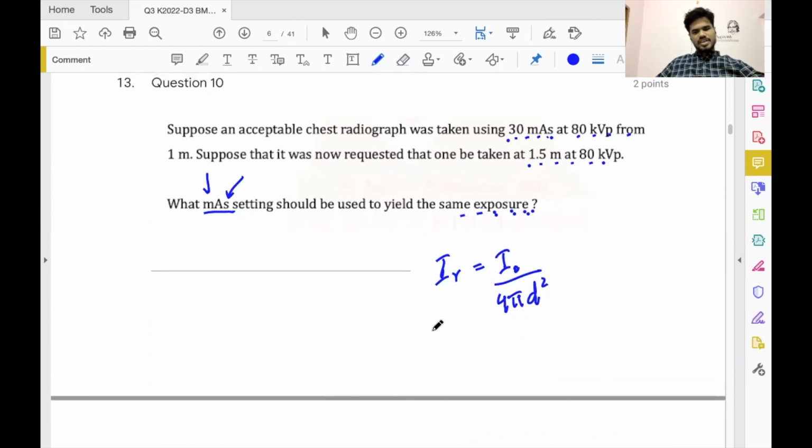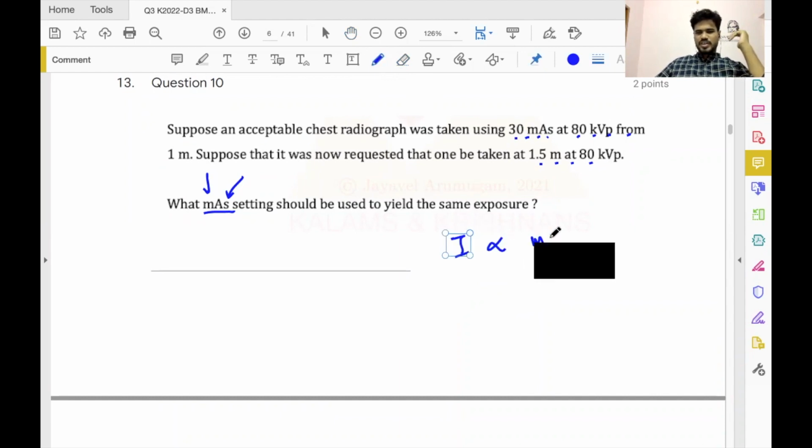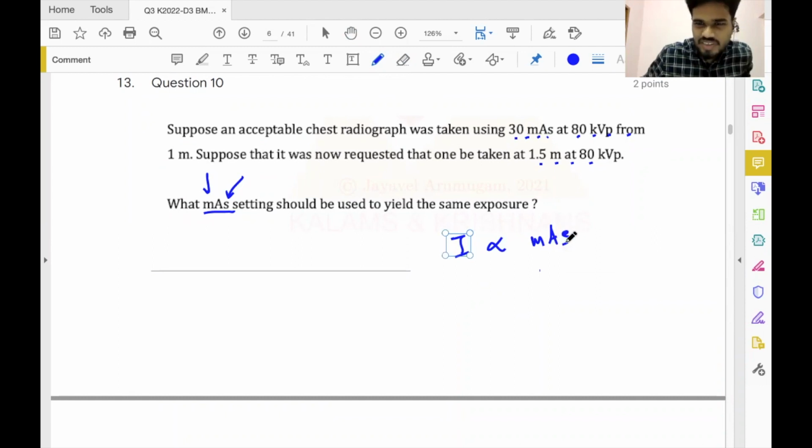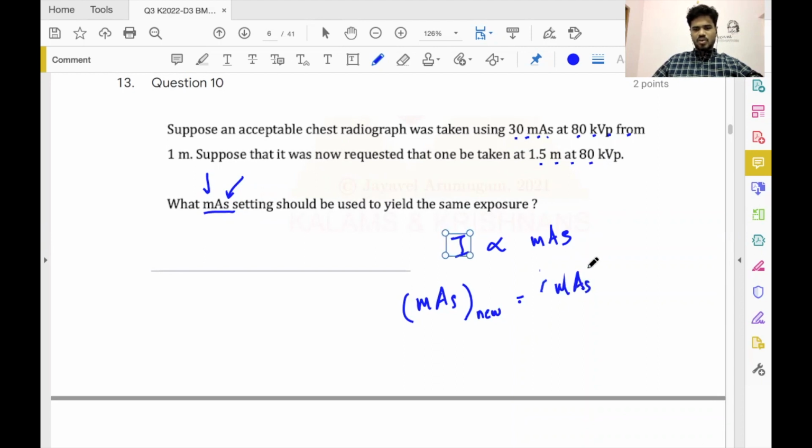Okay. So first thing, at the end of the day, what we should remember is intensity is proportional to MAS, right? If we keep the exposure time the same, then we only change the current. So MAS old and MAS new should be related by inverse square law. So MAS new should be equal to MAS old, and this times which one should be higher?